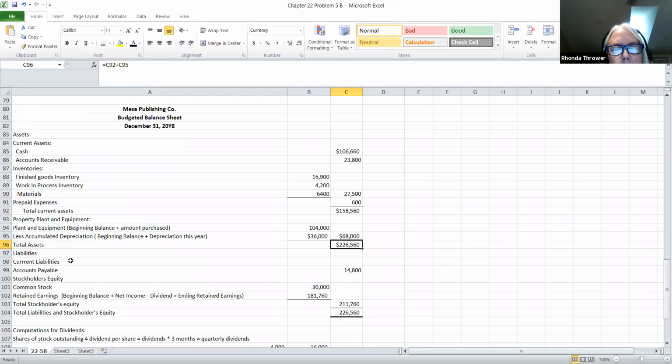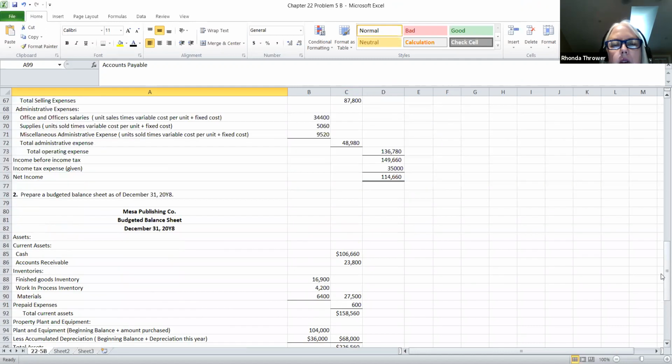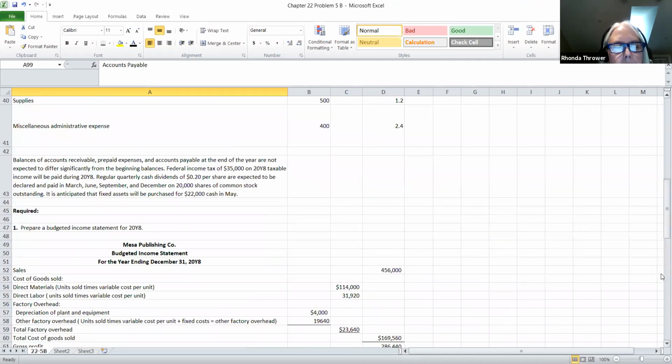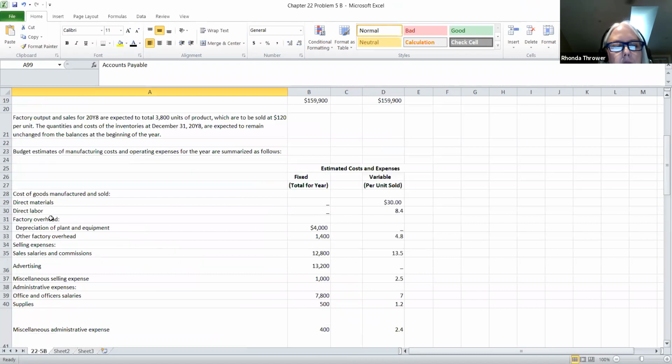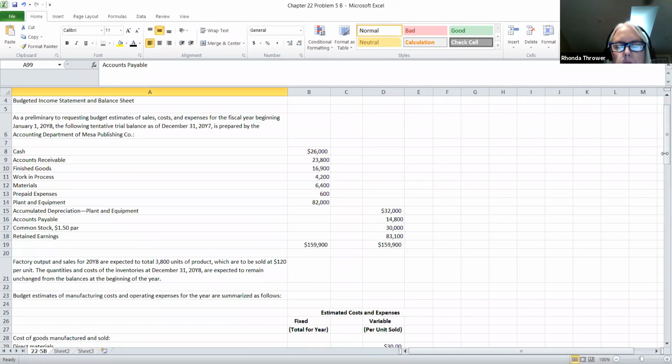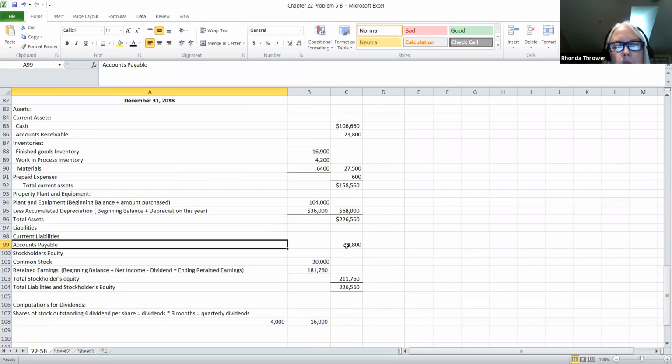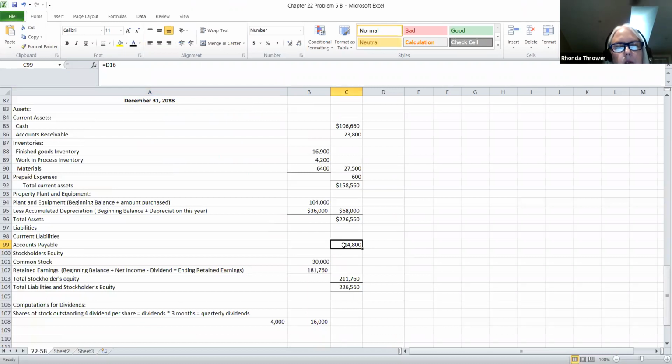And then we would start with our liabilities. Our liabilities are going to be broken down into current liabilities and long-term liabilities. In this company, we only had current liabilities. We had accounts payable, and the amount was $14,800. And we can get that from the additional information. The accounts payable was $14,800. So that's where we get this $14,800.